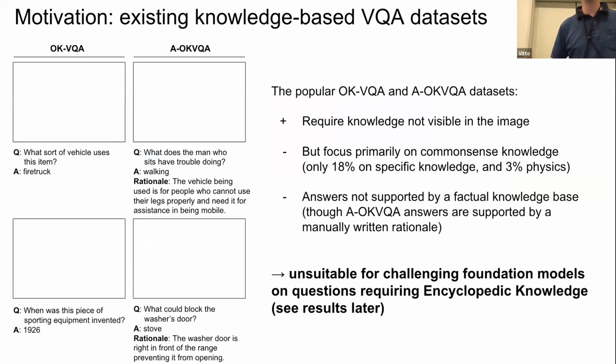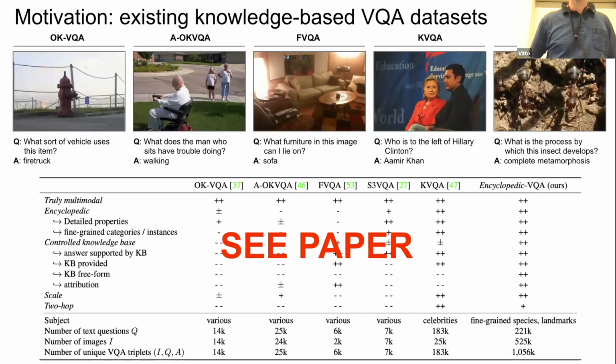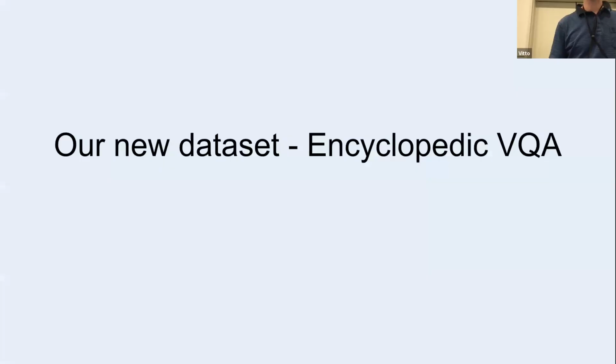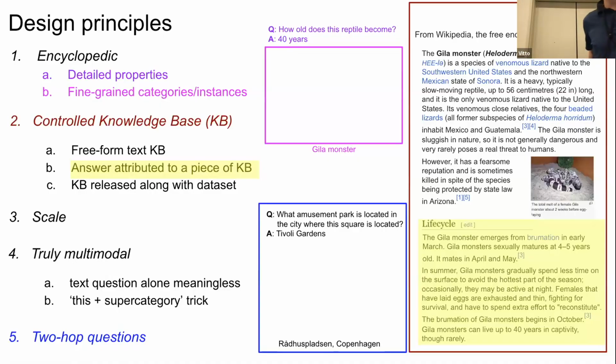The popular OK-VQA dataset claims to require knowledge not visible in the image, and that's true. But primarily, this is common sense knowledge, like people that sit on a mobility scooter have trouble walking. Only 18% of the questions require very specific encyclopedic-like knowledge. So there are plenty of other datasets. I focus on those that are the most famous, and you can check the paper for more comparisons. And what we try to do is to build a new dataset called Encyclopedic VQA, which is specifically designed to challenge on encyclopedic knowledge.